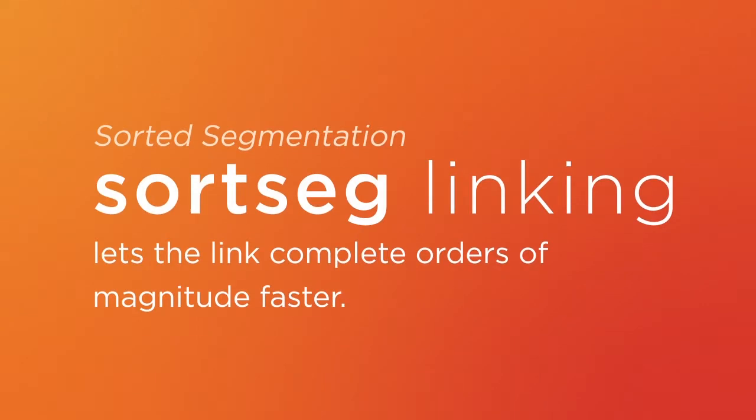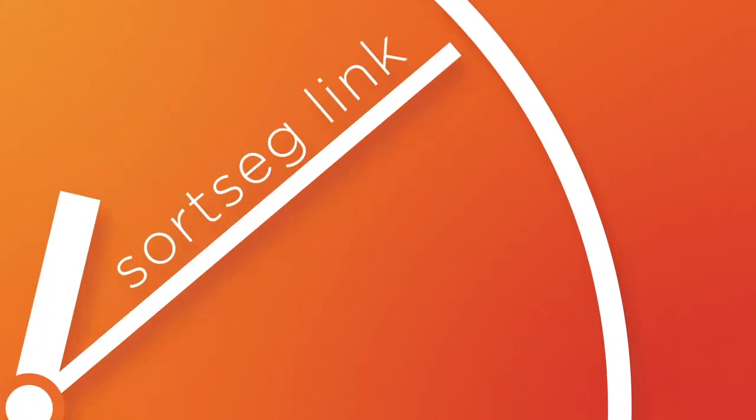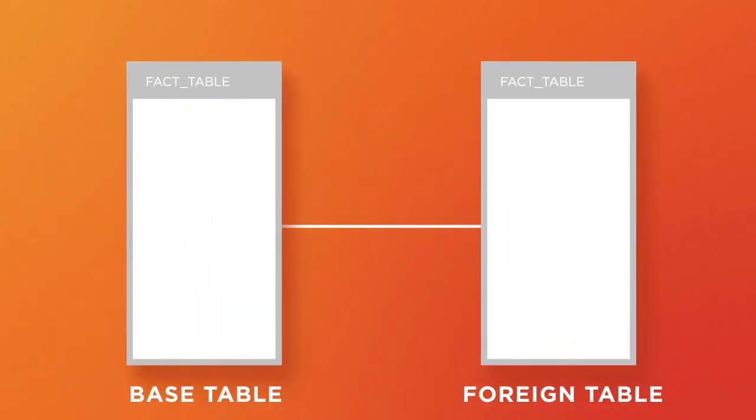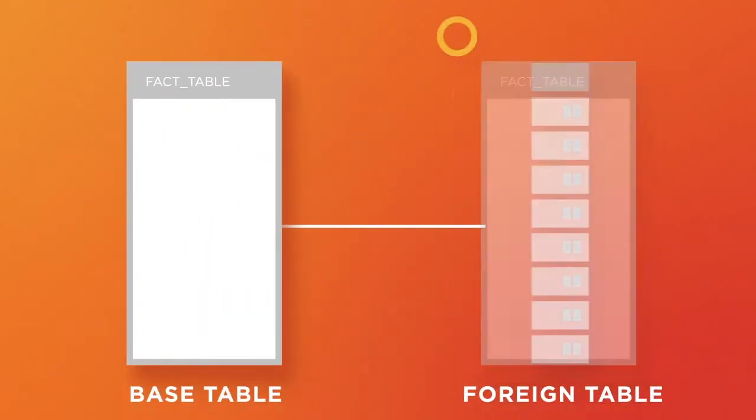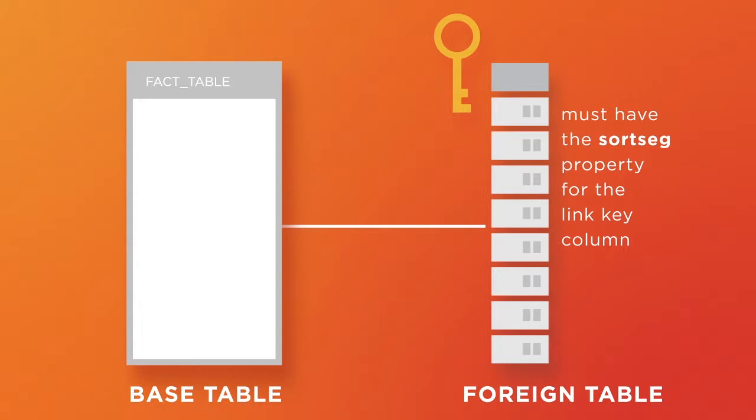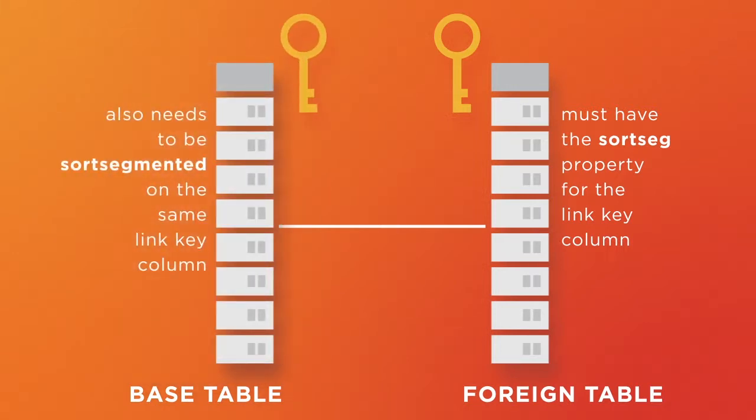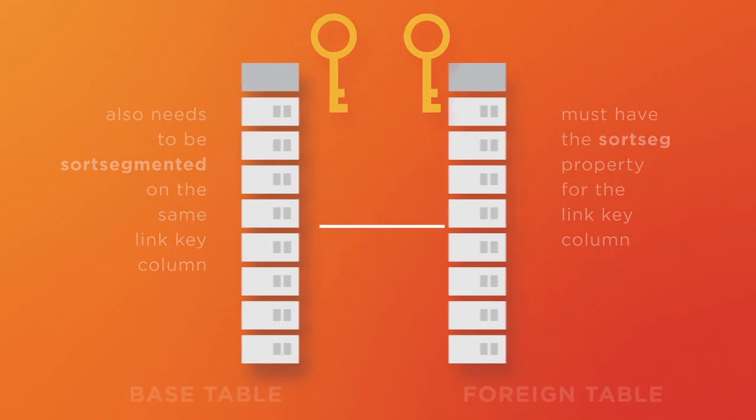Sortseg linking lets the link complete orders of magnitude faster. A link that takes many minutes with a basic link can be done in a fraction of a second with a sortseg link. To use sortseg linking, the foreign table must have the sortseg property for the link key column. To get maximum performance from the sortseg link, the base table also needs to be sortsegged on the same link key column. Let's understand what this means.